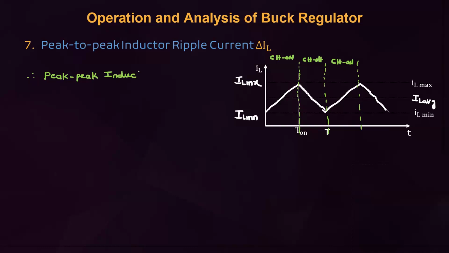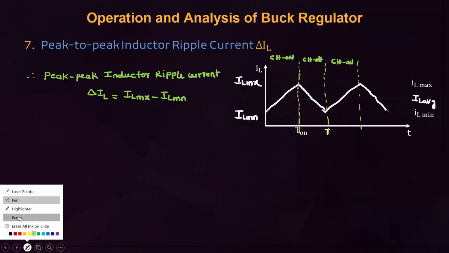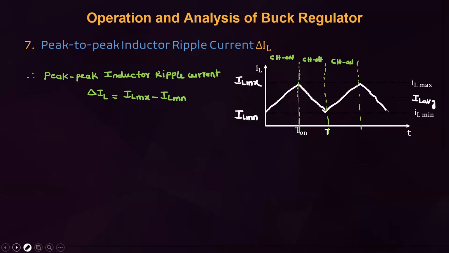The peak to peak inductor ripple current, delta IL, equals IL max minus IL min. This is called the peak to peak inductor ripple current: maximum current minus minimum current. This is delta IL. But I have to derive this formula in terms of the duty cycle and supply voltage.